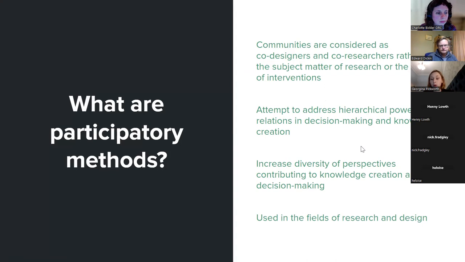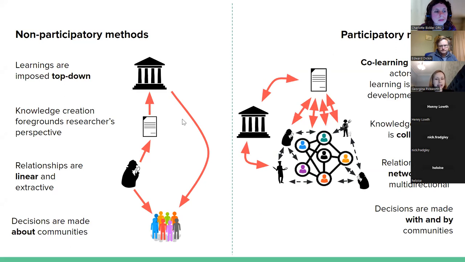So this slide hopefully briefly illustrates some of the differences between participatory and non-participatory methods. An example of a non-participatory method could be the more traditional academic research system, where communities might be studied from the outside by a researcher, and that researcher translates their findings and acts as a sort of gatekeeper of that knowledge creation, to translate this into learnings that institutions can take to impose implementations top down on those communities.